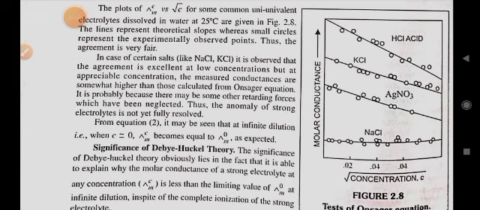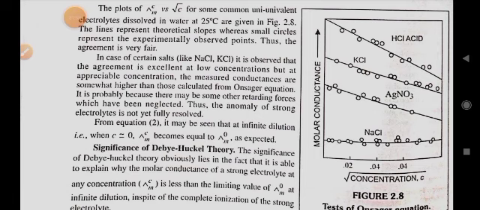In the case of certain salts like NaCl and KCl, it is observed that the agreement is excellent at low concentrations, but at appreciable concentrations the measured conductances are somewhat higher than those calculated from the Onsager equation. It is probably because there may be some other retarding forces which have been neglected. Thus, the anomaly of strong electrolytes is not yet fully resolved.